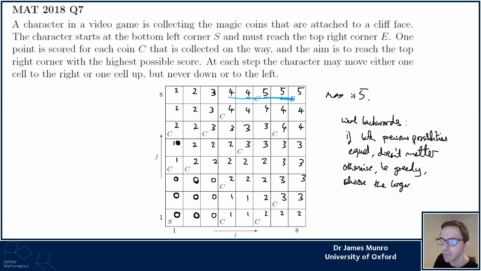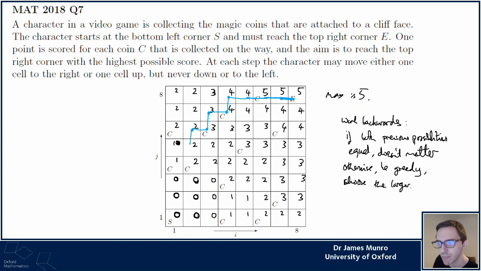And this 4 could have come from either place. I'm going to go along the top. This 4 didn't come from the 3. This 4 came from down here. Here it doesn't matter because they're both 3. Here, this 3 didn't come from this 2. It came from this 3. This 3 doesn't matter. It could have come from either of these.